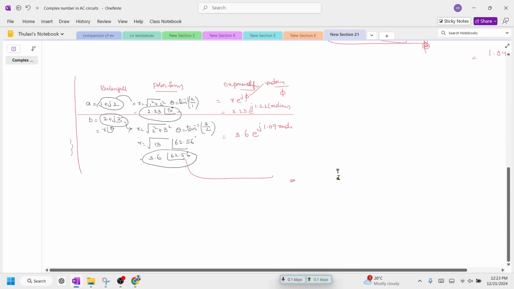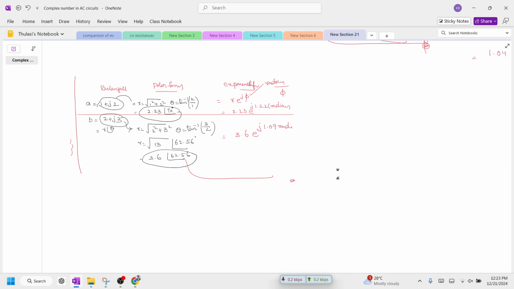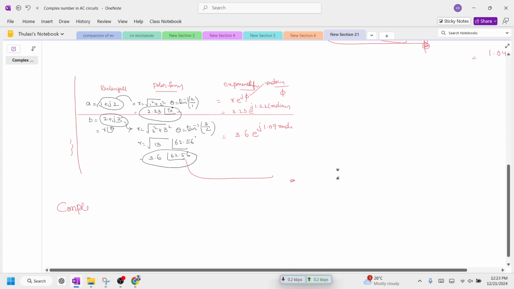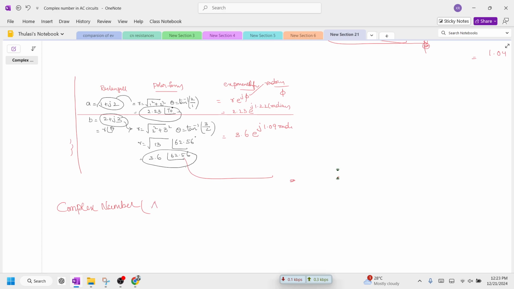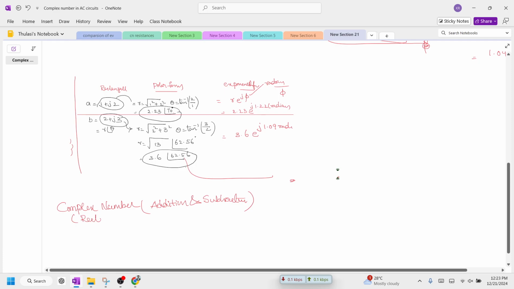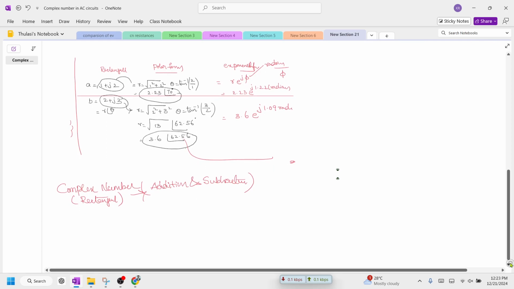So between these numbers, let's try to perform operations. Generally, complex number addition and subtraction is very simple. We can just add and subtract. Complex numbers in rectangular form can be added and subtracted. Let's check how to perform it.